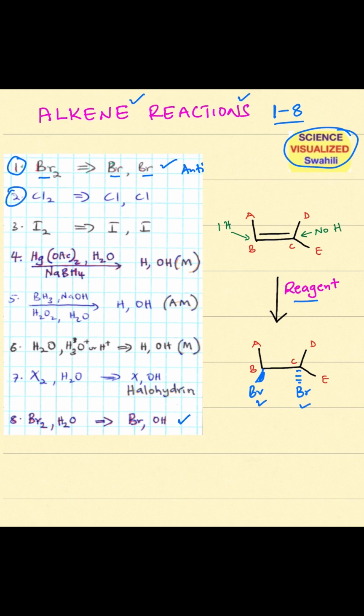Number 2, with chlorine, you're going to add Cl and Cl anti, just like Br, only that now you're going to replace that with chlorine.